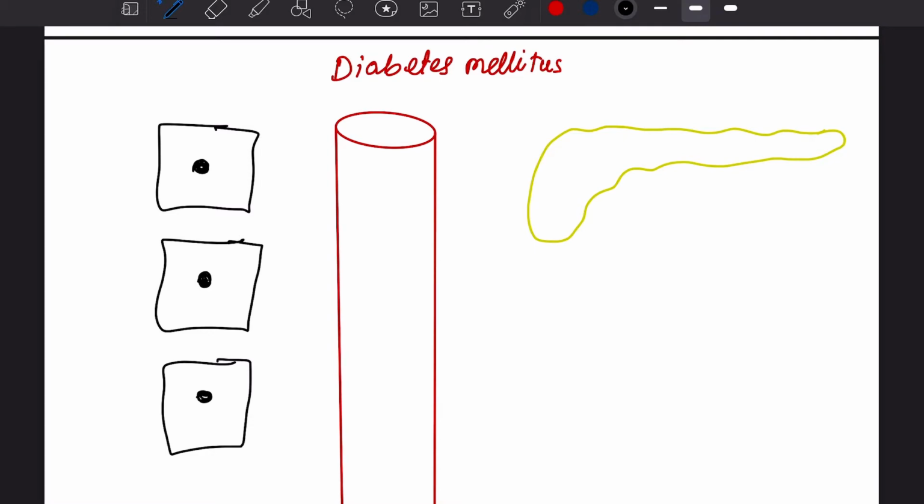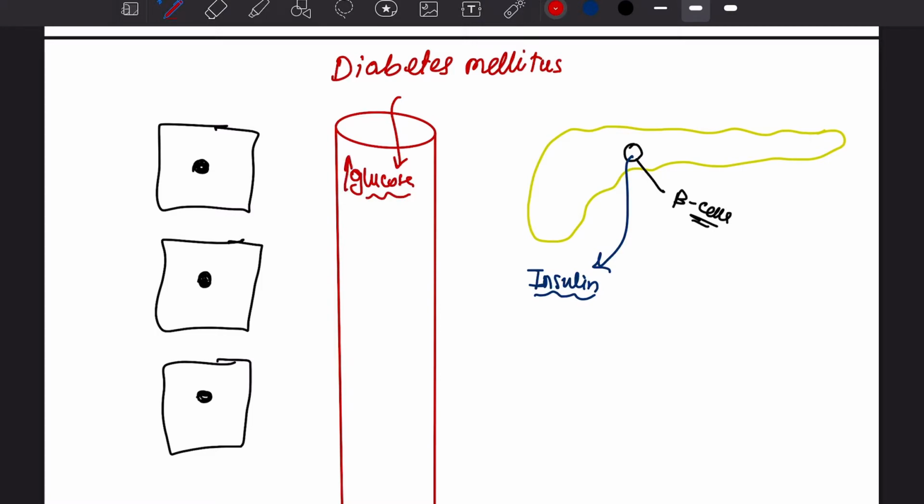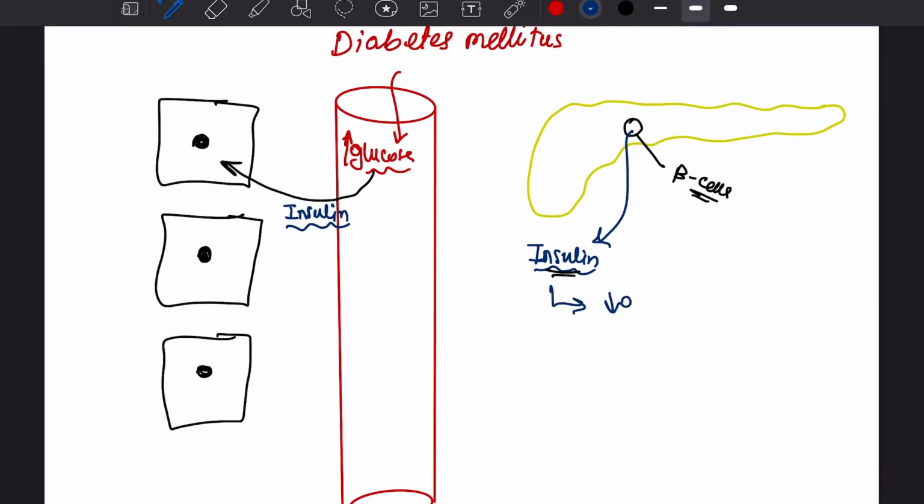Before we get into it, let's revise briefly the physiological role of insulin. In the pancreas, we have the beta cells, and these cells secrete a hormone called insulin. Now, when we eat something containing glucose and the glucose in our blood increases, how will insulin respond to that? Insulin will be released from the pancreas and will make glucose enter the cell. That's why insulin will decrease glucose in the blood.